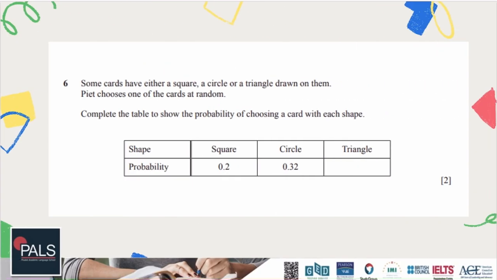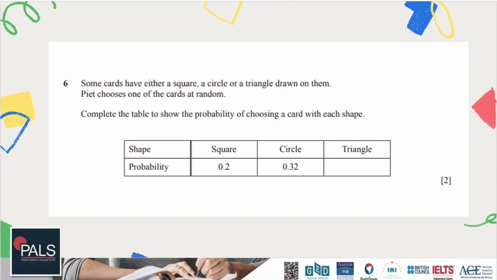Next question. Some cards have either a square, a circle, or a triangle drawn on them. P chooses one of the cards at random. Complete the table to show the probability of choosing a card with each shape. We know the value of a probability is not less than 0 and not more than 1. So the total of probabilities in an event is 1.